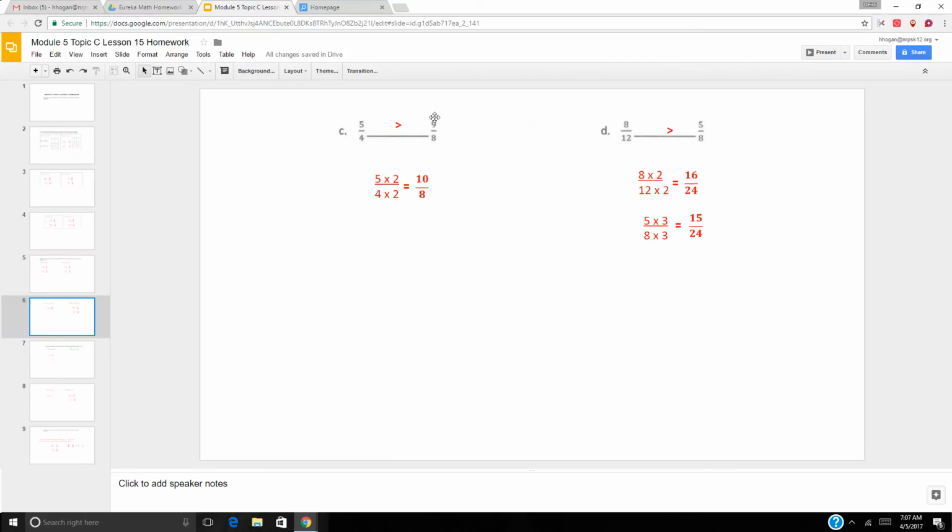We have 5/4 and 9/8. I know that 4 and 8 have a common multiple of 8, so I don't need to do anything to 9/8. It's already eighths, but I'm going to change 5/4 into eighths. So times 2, which is 10/8. Well, obviously 10/8 is greater than 9/8.